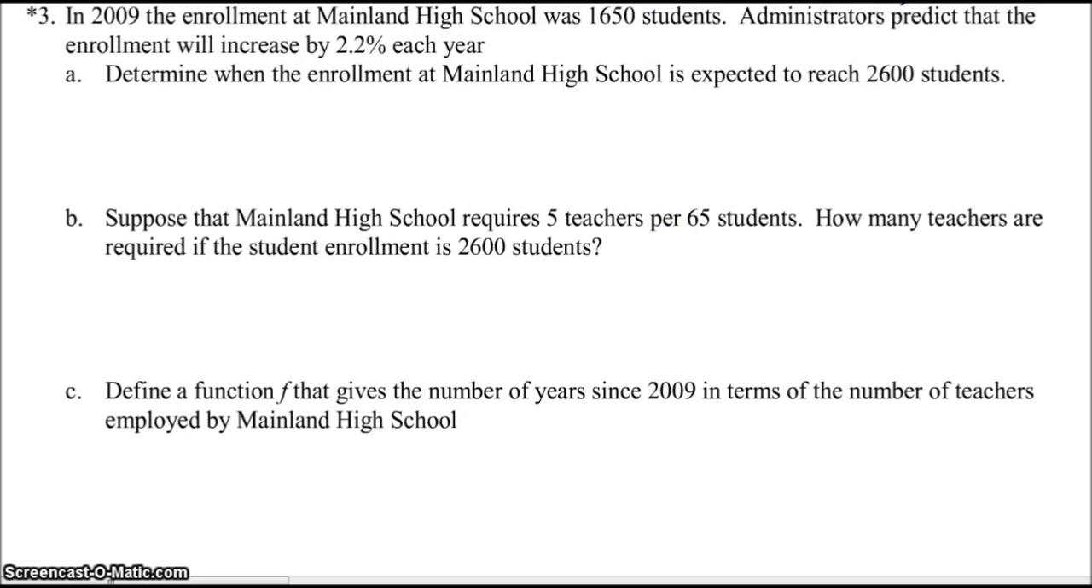Number 3. In 2009, the enrollment at Mainland High School was 1,650 students. Administrators predict that the enrollment will increase by 2.2% per year. Cool, there's our percent change, 2.2%. Determine when the enrollment at Mainland High School is expected to reach 2,600 students. Well, I think that we can define a function that gives the enrollment in terms of the number of years since 2009.